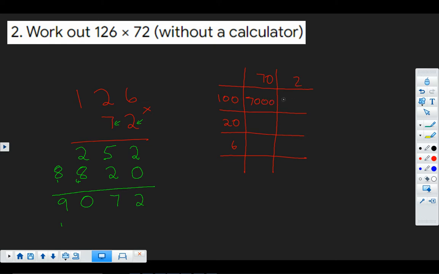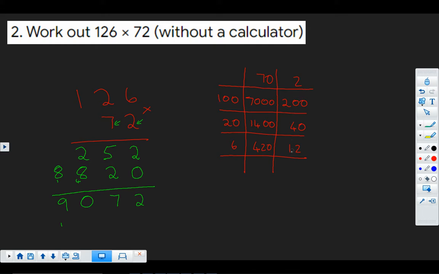Here I've got 2 times 1 is 2, plus my 2 zeros. 2 times 7 is 14, and 2 zeros. 6 times 7 is 42, and 1 zero. 6 times 2 is 12. Oh, I forgot one. 2 times 2 is 4, and a 0. We've now got quite a bit of adding up to do, so let's do our adding up.